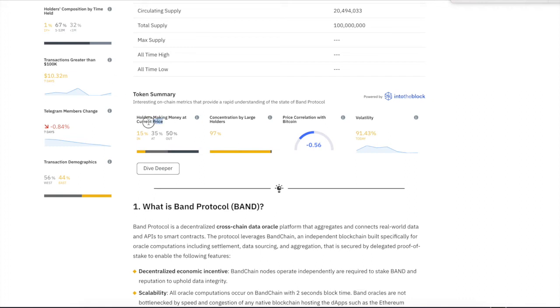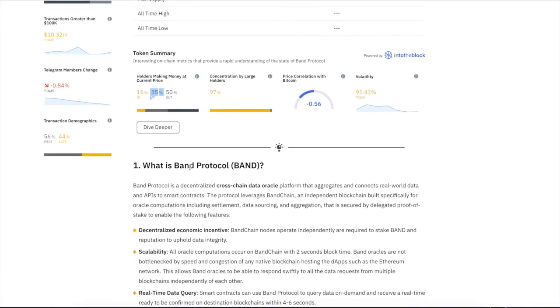Here's another thing. This one is not so bad. This is okay. So holders making money at the current price, there's 15% in the money, which means they're making money. 35% at the money, which are at the price that's basically right now, and 50% are out of the money, so 50% are down, which means they're hoping for it to come up, and maybe when it comes up, they're just going to dump it because they felt really bad they got dumped on earlier. That's how it works with projects.